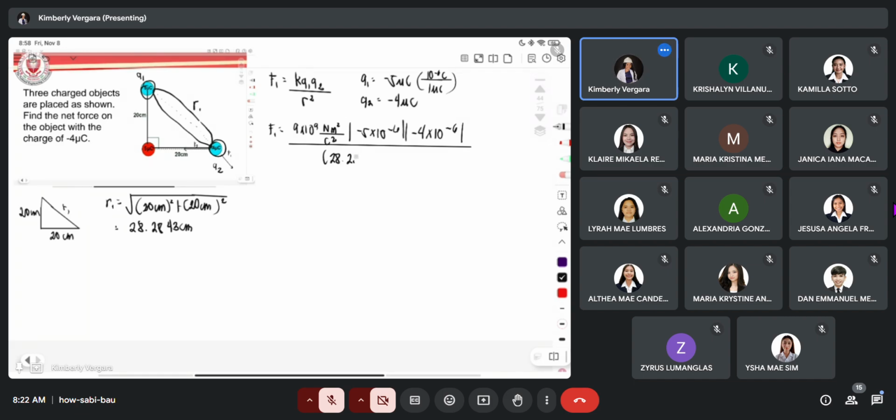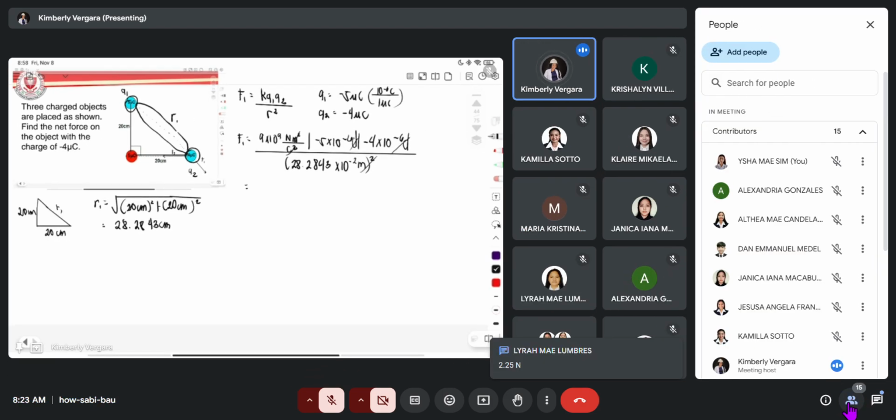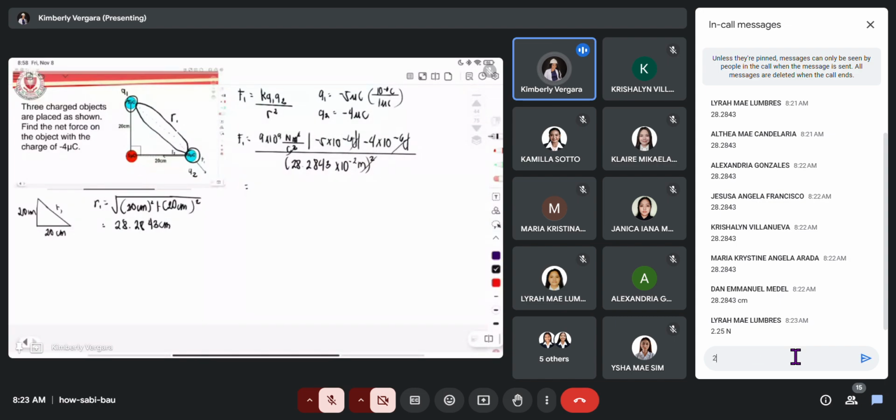28.2843 centimeter. Since this is in centimeter, we must convert it to meter. Times 10 raised to negative 2 meter. Hindi ko pala ito nalagyan ng column. Okay. Square. Cancel. Cancel. Okay, what is our answer, class? 2.25 Newton.